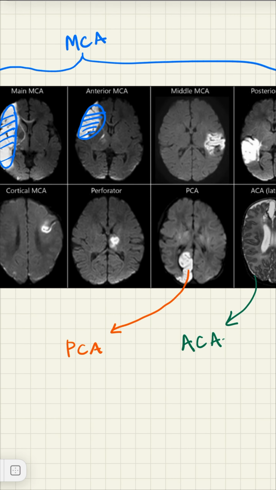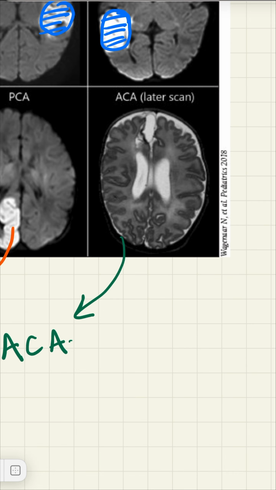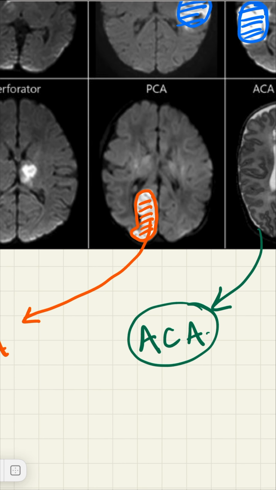Radiological significance in stroke localization is as follows. We have got various radiological images pointing towards middle cerebral artery. This is the anterior circulation stroke, whereas this part shows the posterior circulation stroke.